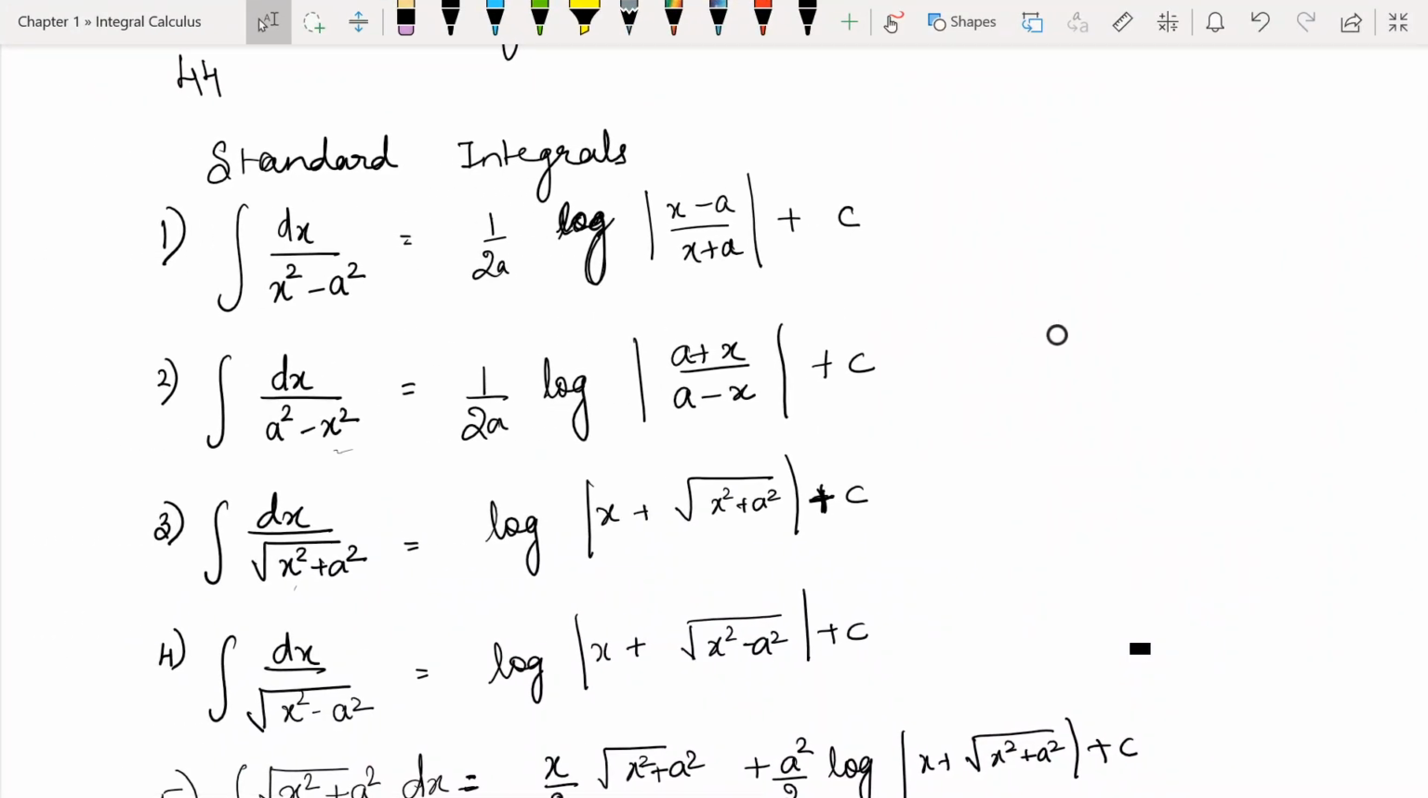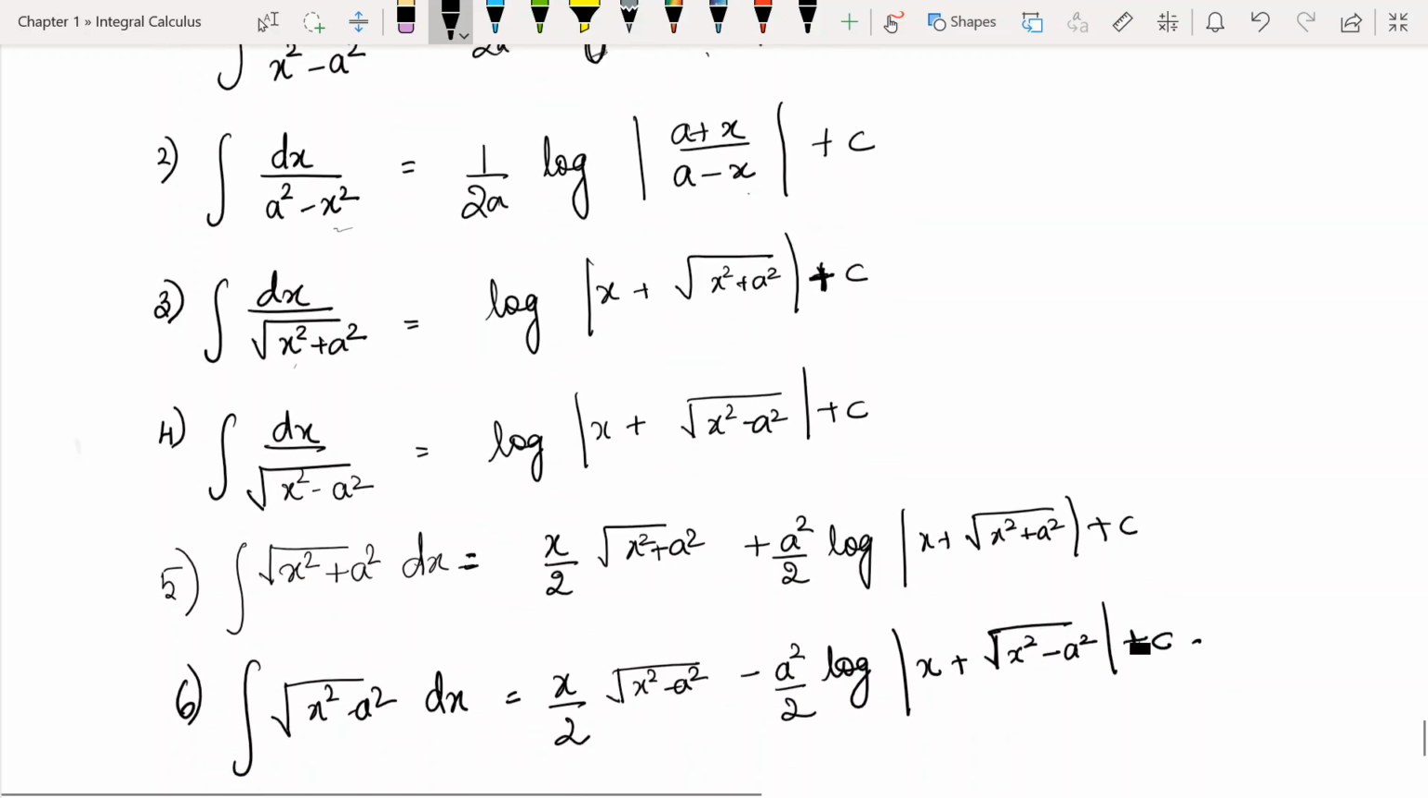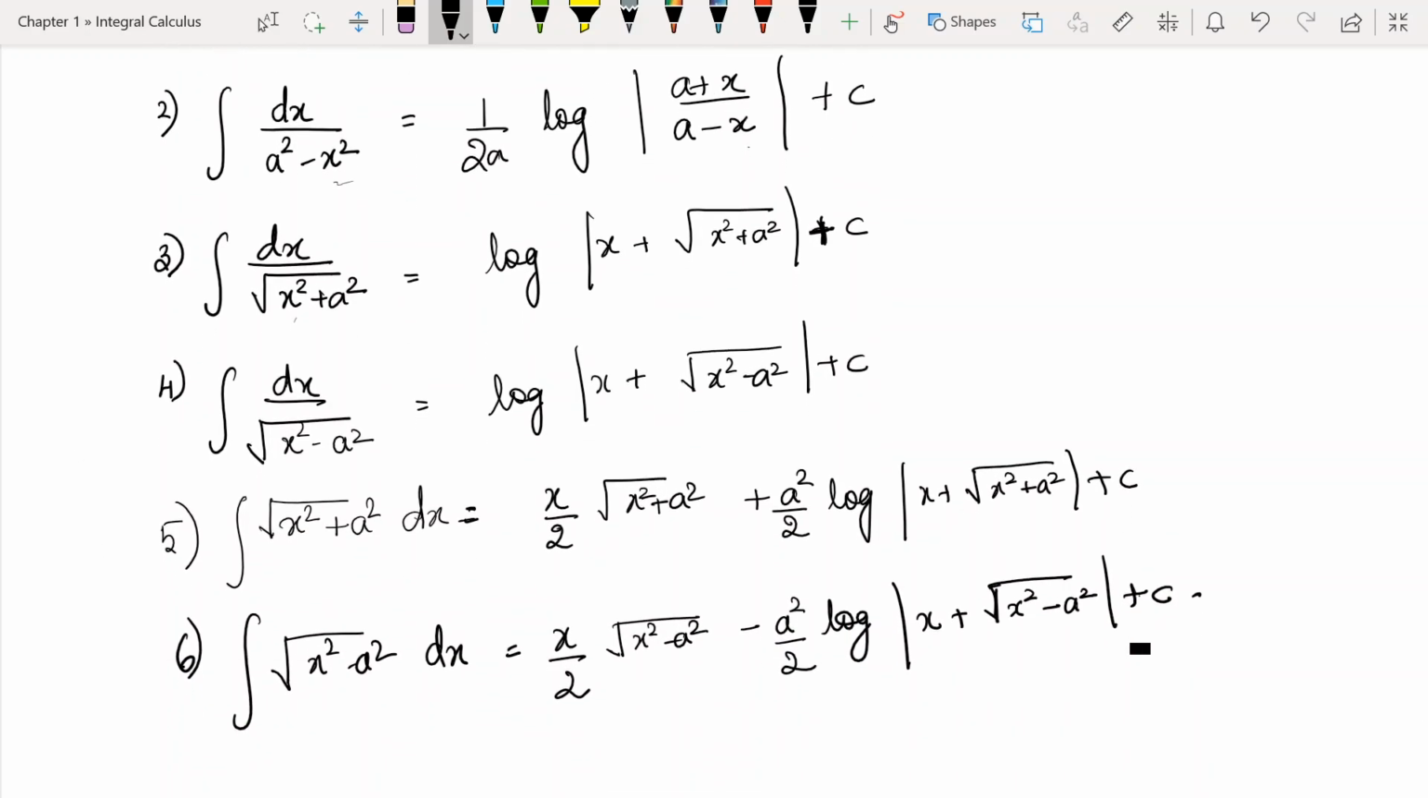The first one, when x square minus a square is in the denominator, is 1 by 2a times log of x minus a divided by x plus a. Similarly, when the symbols are reversed, it will be 1 by 2a times log of a plus x divided by a minus x. Now, when we have a root in the denominator, it will be log of x plus root of x square plus a square. That term will come here. When it is minus, if the symbol changes, it will be the same thing, but that term which is there in the denominator, you will put it here.